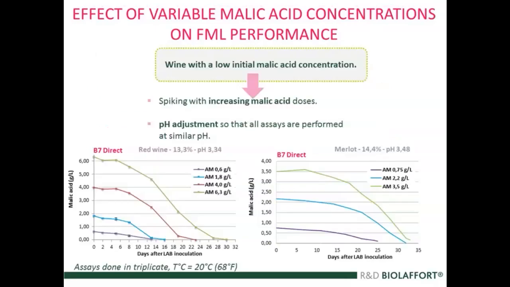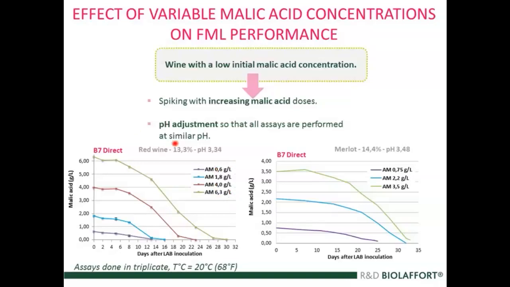What we found out is that variable malic acid concentration did lead to variable time to achieve malolactic fermentation. The way we did that is that we spiked a wine that had a low initial malic acid concentration with increasing malic acid doses, therefore having wines ranging from 0.6 to 6.3 grams per liter initial malic acid concentration.